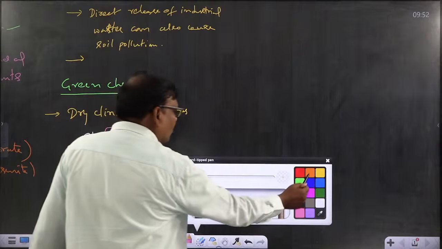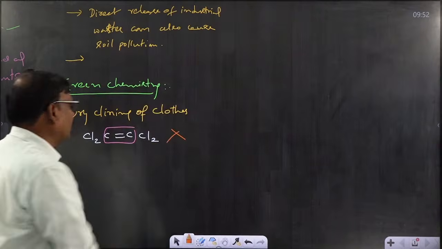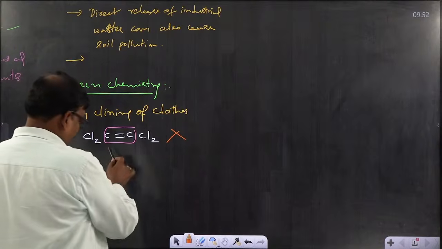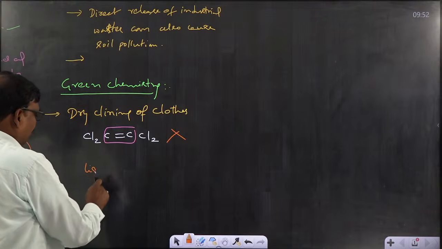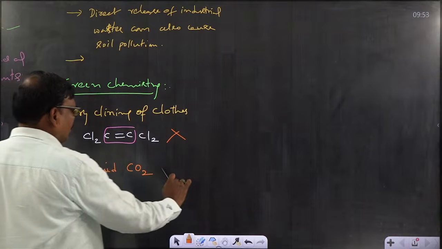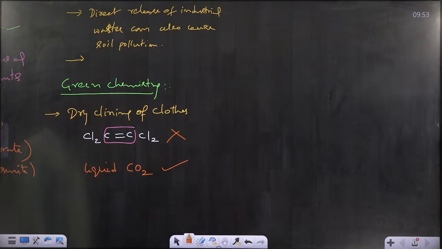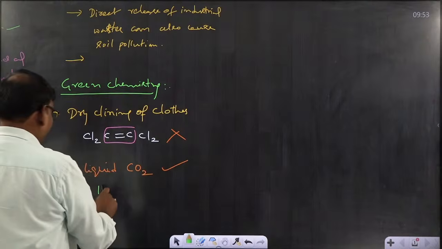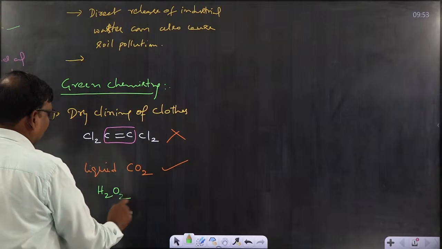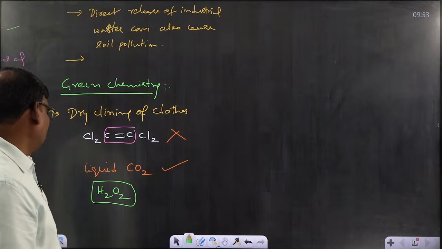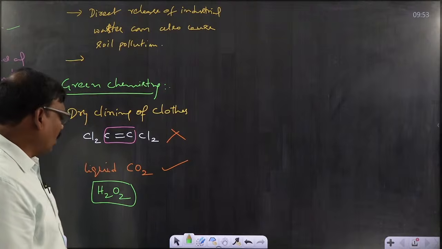That's why the use of tetrachloroethene is limited. In its place, liquid carbon dioxide is used as a solvent for cleaning the clothes. This is somewhat better than the previous one. Later on, it can also be replaced by other chemicals like hydrogen peroxide. In this way, we can reduce soil pollution and water pollution.